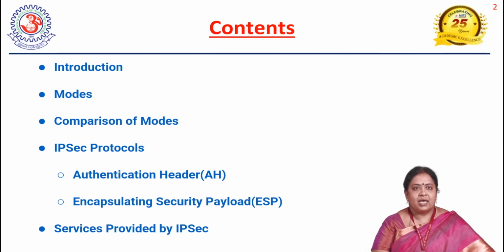Then we go for the IPsec protocols. IPsec is not a single protocol. In this, we have two different types of protocols for providing different types of services. One we call the authentication header protocol, simply the AH protocol. The next one is encapsulating security payload, which we call the ESP protocol. Then finally we go for the services that are provided by IPsec. So these are the contents which we are going to discuss today.